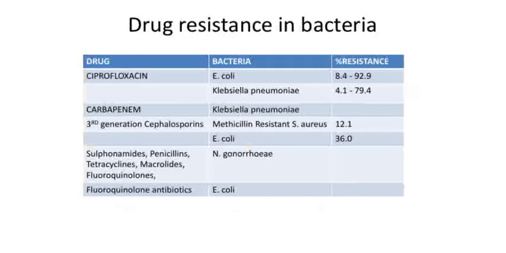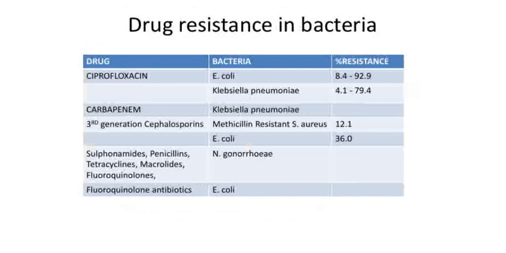Now, if we see the drug resistance in bacteria, we know that drug resistance is present in bacteria, in fungi, in parasites. So let us see one by one, the drug resistance in bacteria. For example, ciprofloxacin is a drug. Now the bacteria E. coli and Klebsiella pneumoniae are resistant. These are all evidenced, reported figures that I have collected, and the percentage resistance reported varies from 8.4% to 92.9%. So this is against E. coli.